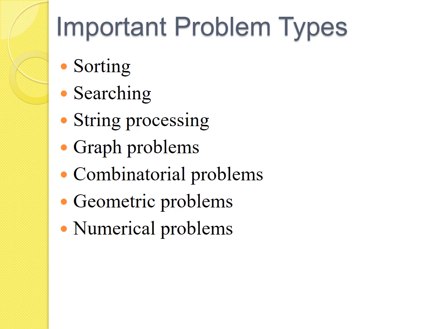Here is a list of general problem types in computational algorithms. They are the sorting and searching algorithms, the string processing algorithms, the graph algorithms, which are very much used in social networks, and the combinatorial, the geometric, and the numerical algorithms.